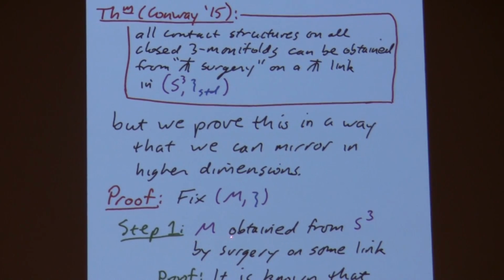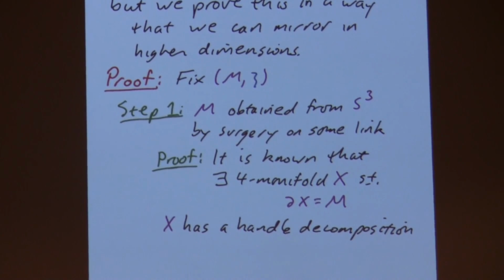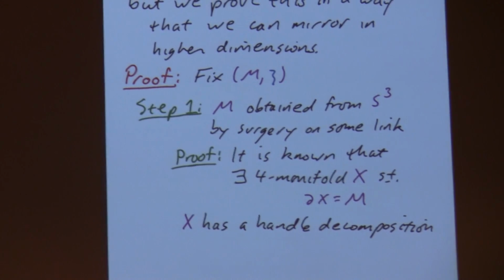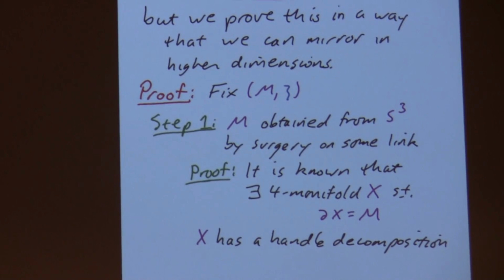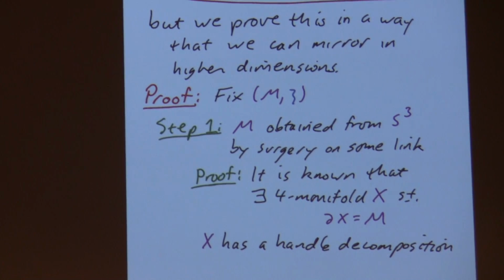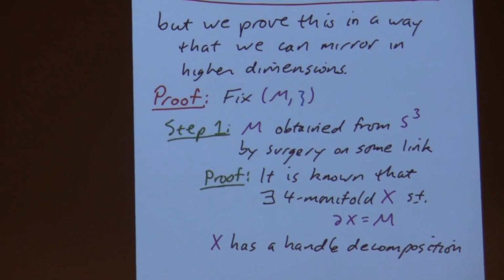Well, the first thing I want to say is that M is obtained from S3 by surgery on some link. This is a well-known fact, but let me give you a proof of that fact. The first thing you prove is that any 3-manifold, or any oriented 3-manifold, is the boundary of some 4-manifold. And you might think, gee, the way I know how to prove that is I first prove this result, and then I observe that fact. But it's actually not so hard to prove.